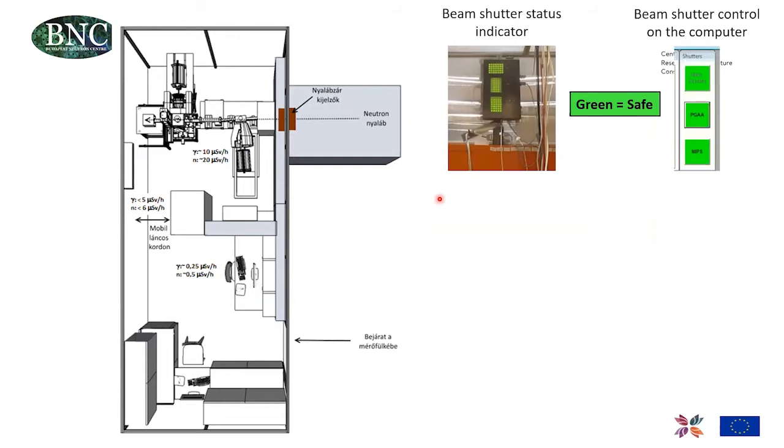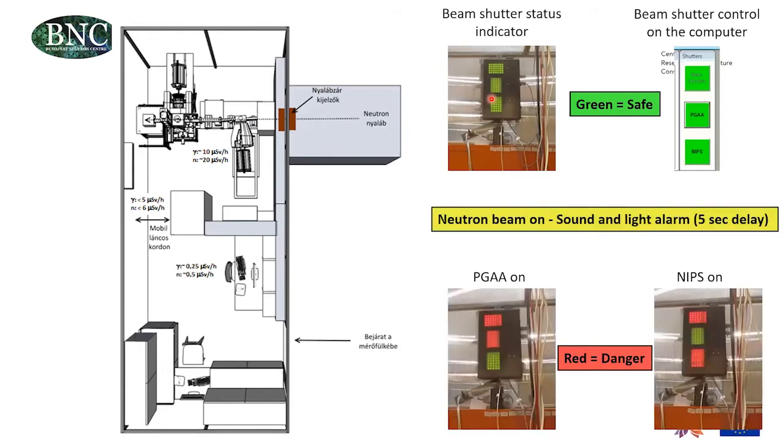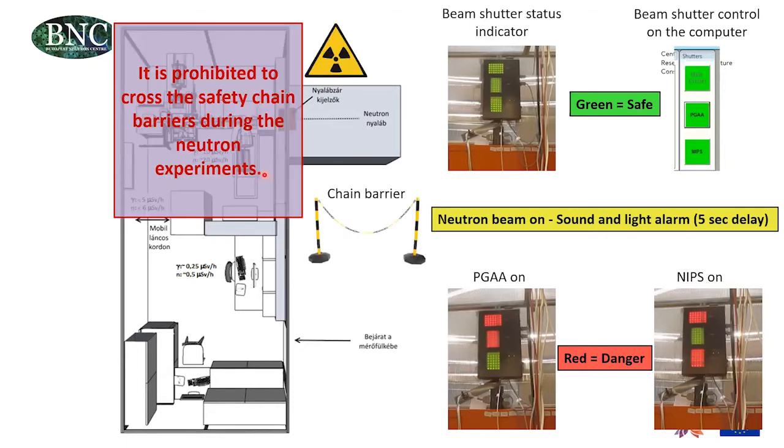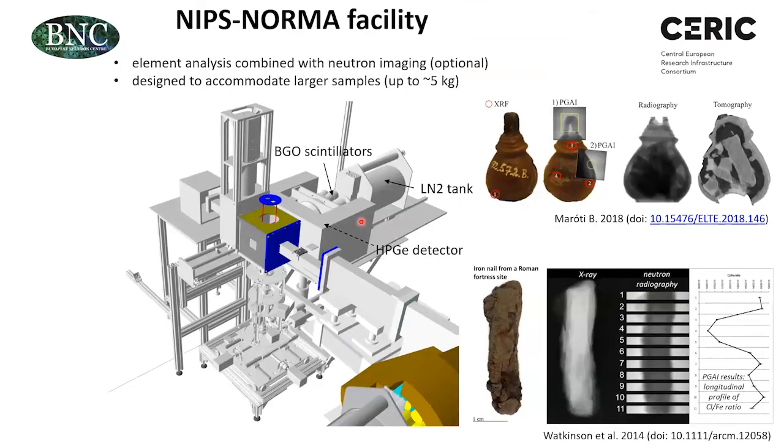Of course, we need beam status indicators to display the status of the beam. Green is typically safe and red is dangerous. So this is an easy explanation. Whenever you see red, you shouldn't go into this area. And the area is closed with a chain barrier.